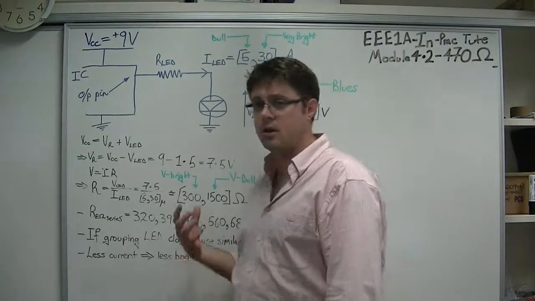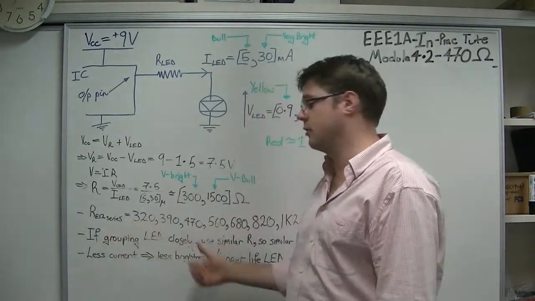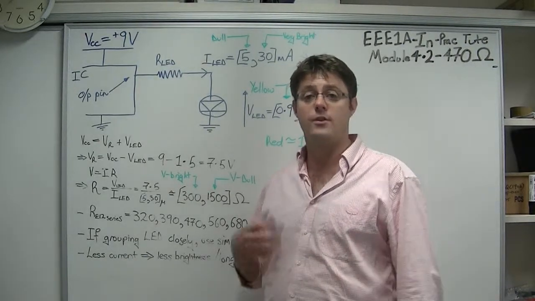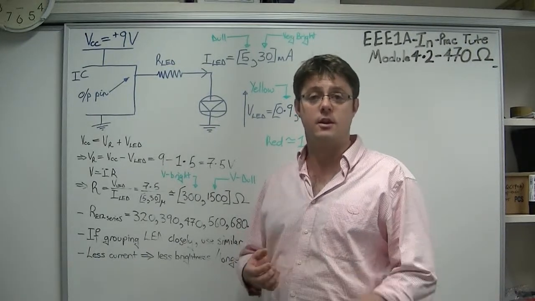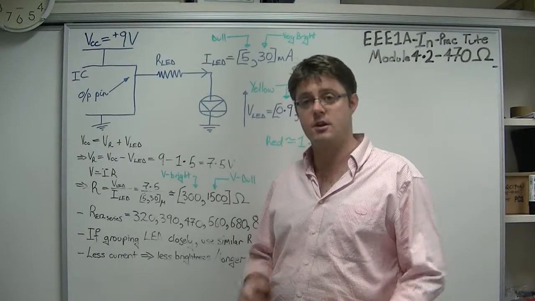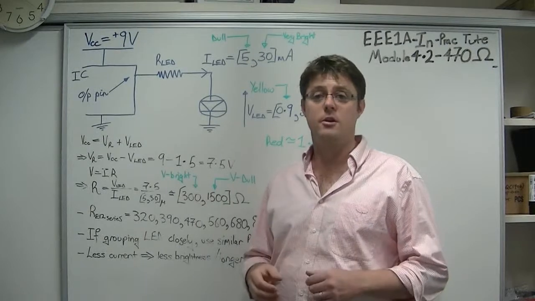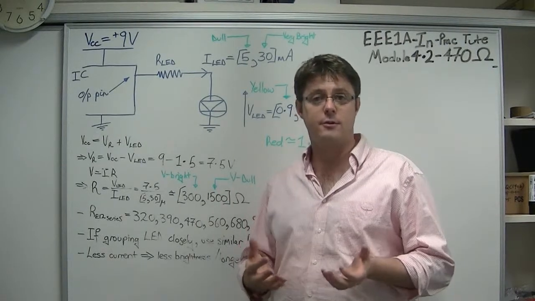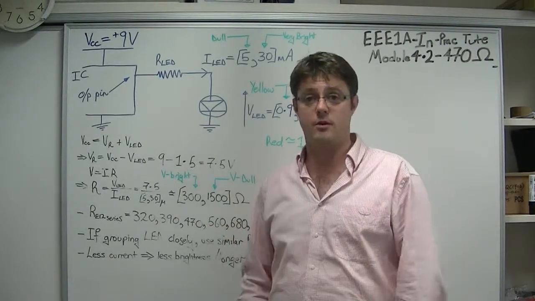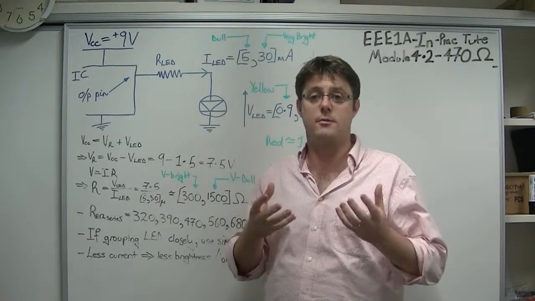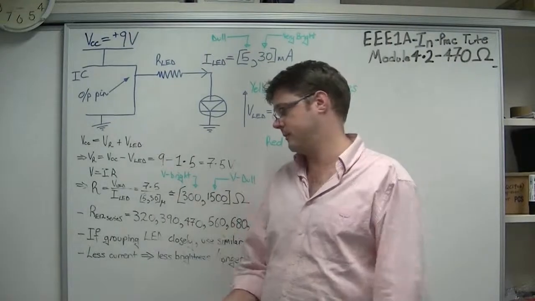Couple of last things to note: if we're going to group LEDs closely together in the form of a 7-segment display or the LED array that we're going to be using in Module 5 as the final output dice, then we want to use resistors that are roughly the same value, so they're going to have roughly the same current flowing through them, and hence we can have roughly the same brightness. Remember that current flowing through the diode is going to determine the amount of brightness. The more current, the more brightness.